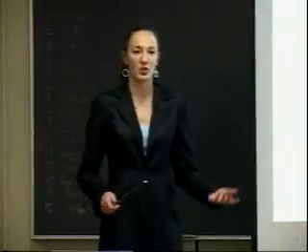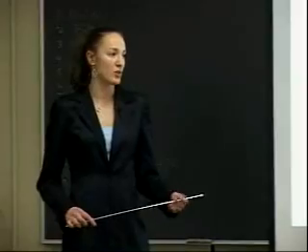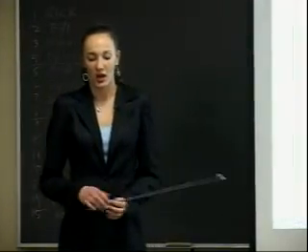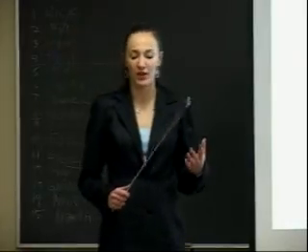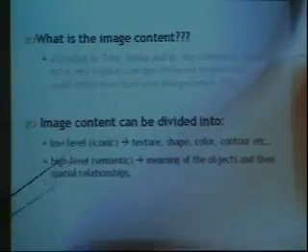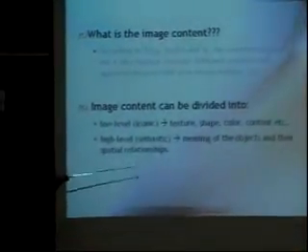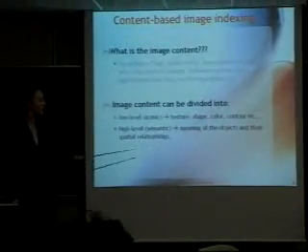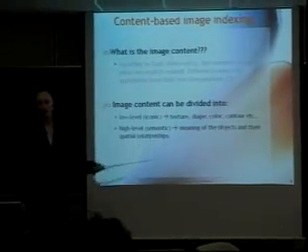So content-based image indexing. When we talk about content-based image indexing, we first have to think about what is the image content. At the very basic level, image content can be divided into two categories: low-level, iconic, which is texture, shape, color, contour, etc., and high-level, semantic content, which is the meaning of the objects and their spatial relationships.